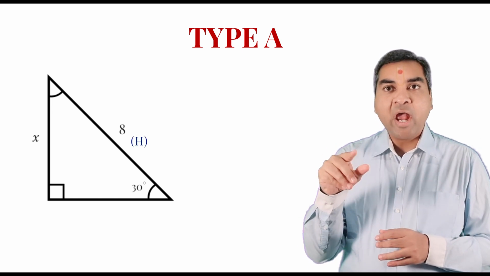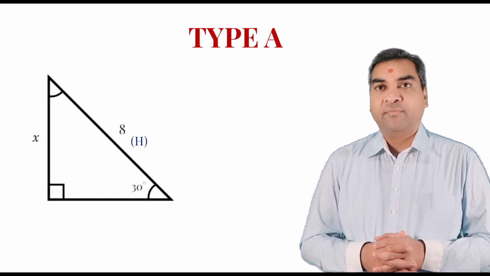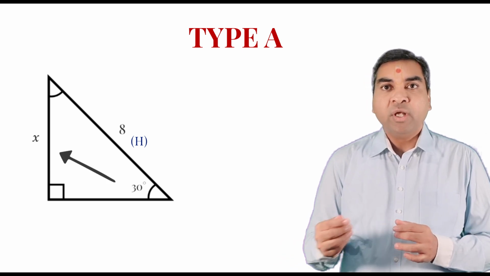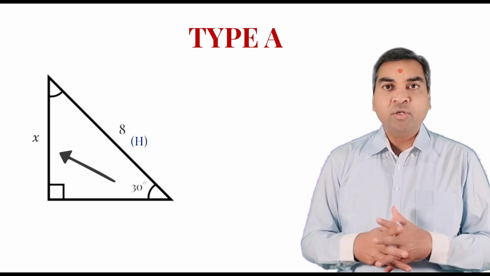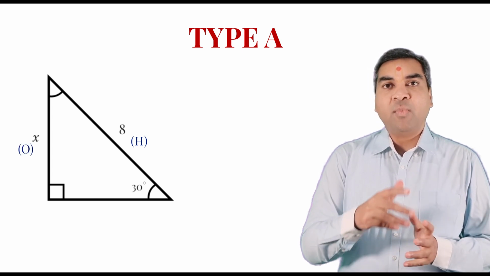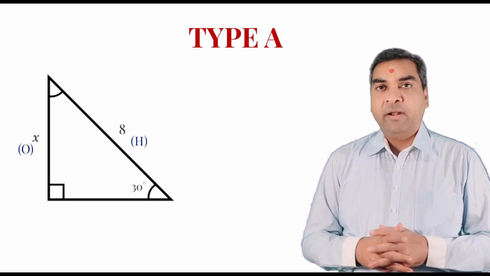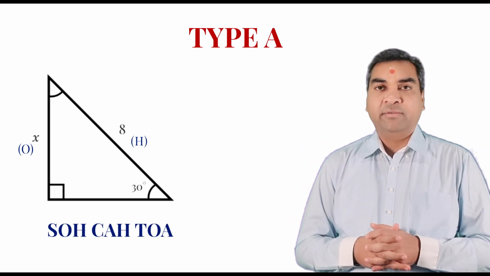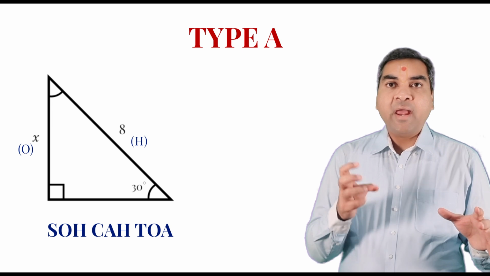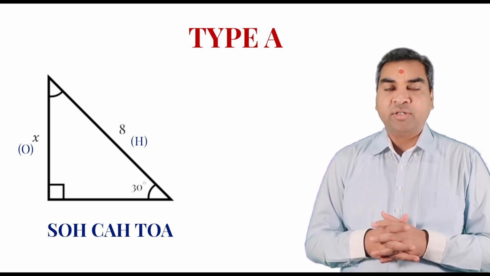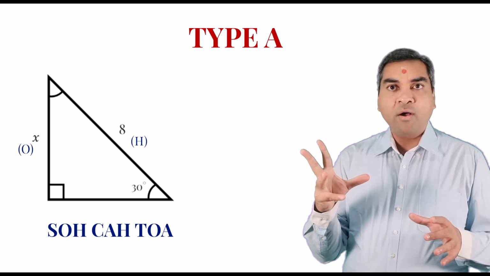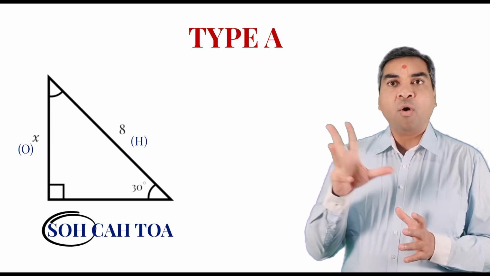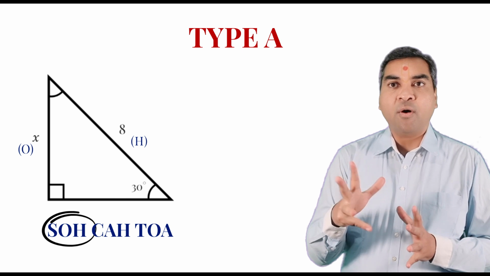So I'll put down H next to 8. My side x is opposite to the 30 degree angle, so that is my opposite side. Now I'll check my Soh, Cah and Toa. I do have O and H. Does it fit in Soh, Cah or Toa? O and H fits in Soh, so I'm going to use Soh.